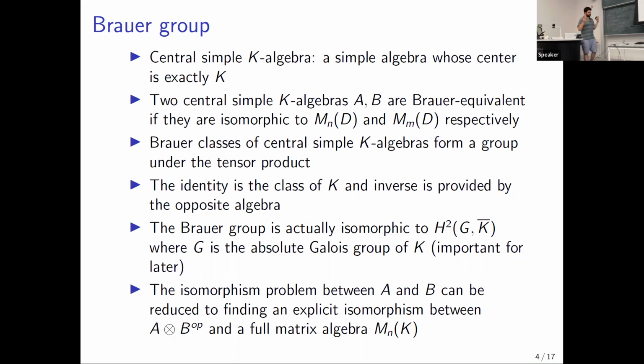And in this context, if one looks at this isomorphism problem, so suppose one is given two central simple algebras, and I want to compute an isomorphism between them, you can actually reduce it to computing an isomorphism between some full matrix algebra over the field and another object, which is the tensor of A with the opposite algebra of B. So really what one mostly cares about is when it's given some algebra and we want to compute an isomorphism between it and M_n(K).